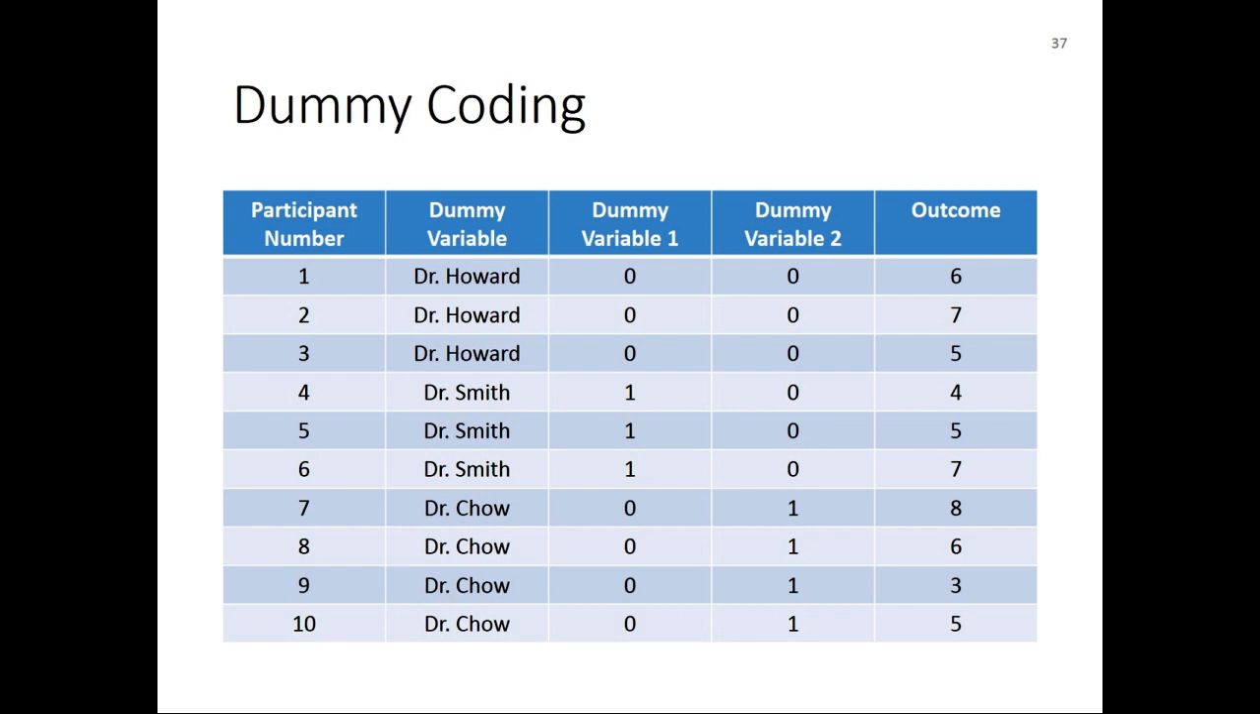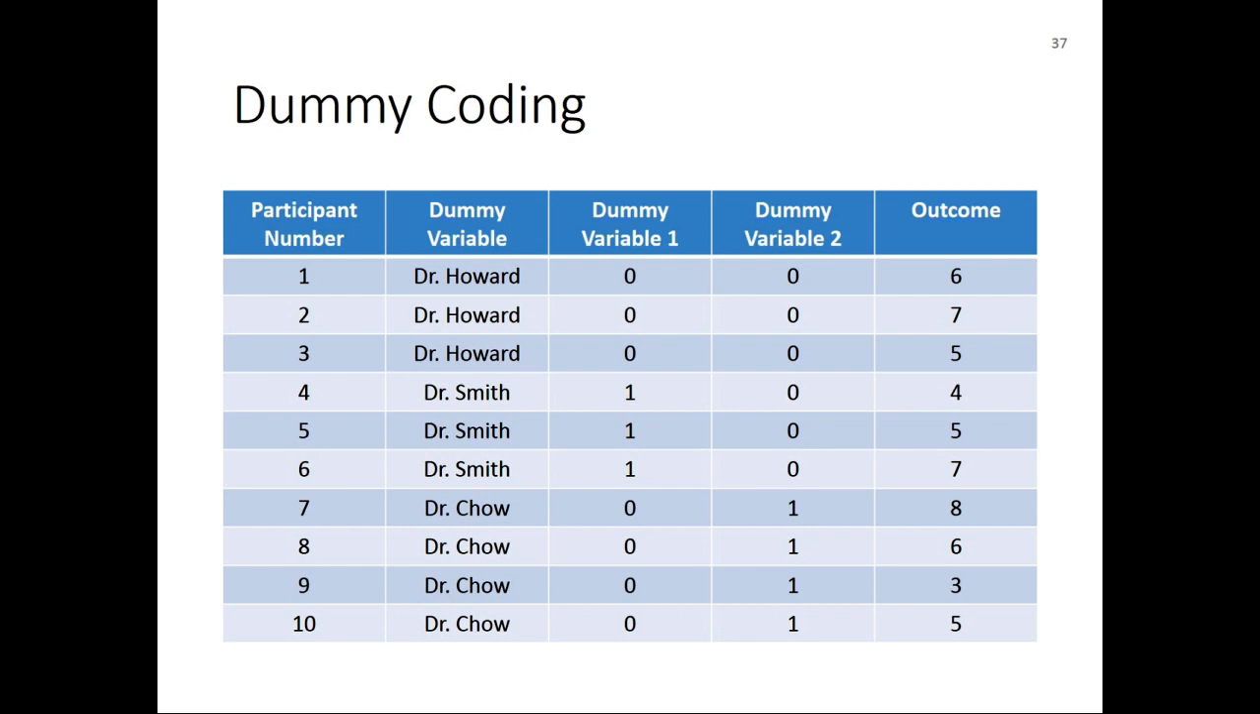Because Dr. Howard was already designated to be 0 across all of them, we knew Dr. Howard was 0 in both dummy variables. Then for dummy variable 1, we made Dr. Smith's students 1 and all the other students as 0, which would be Dr. Chow's students. For dummy variable 2, we made Dr. Smith's students 0 and Dr. Chow's students 1s. The important thing is for each dummy variable, only one group can be 1s and everything else has to be 0.